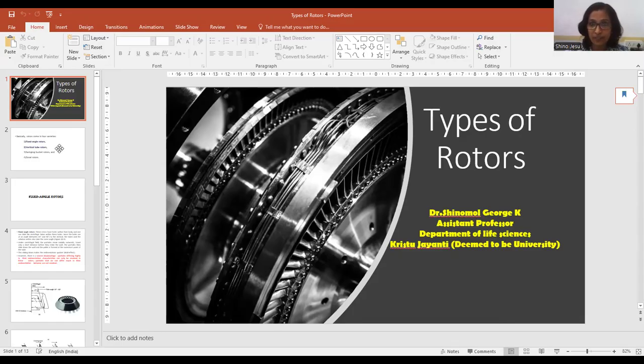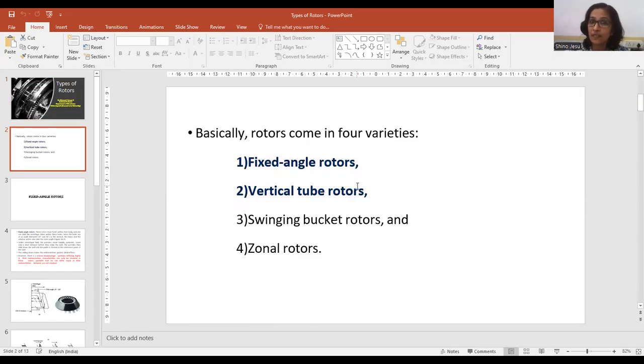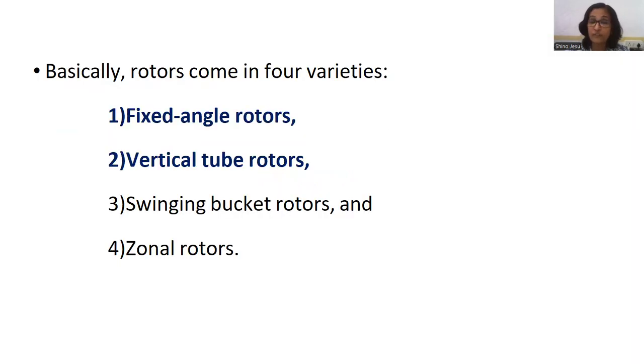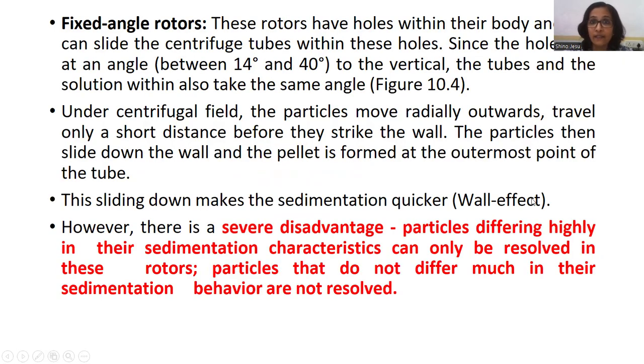Different types of rotors. Consider rotors coming in four varieties: fixed angle rotors, vertical tube rotors, swinging bucket rotors, and zonal rotors. The fixed angle rotors have holes within their body, and one can slide the centrifuge tubes within these holes. The series of holes are at an angle between 14 to 40 degrees to the vertical. The tubes and the solution within also take the same angle.